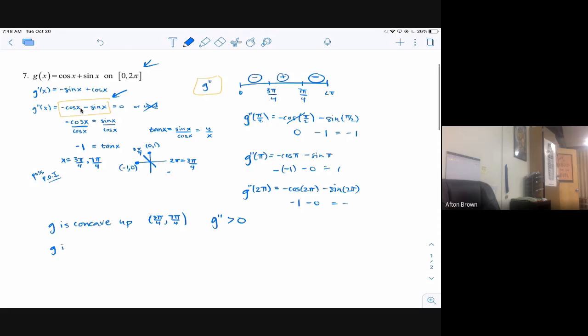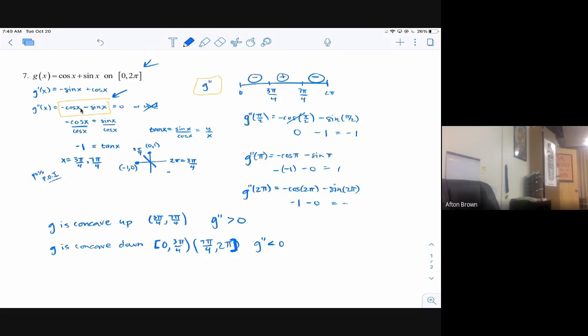Okay, then I would say g is concave down. It's concave down from 0, and this kind of goes to the fact that when we plugged in 2π, we got a negative out. If we were to plug in 0, we would get a negative out. So we get to do square brackets on those numbers. In fact, we kind of have to do square brackets. So 0 to 3π/4 and 7π/4 to 2π. Because g double prime is negative at those values, including those endpoints. So in this case, the endpoints should have square brackets.